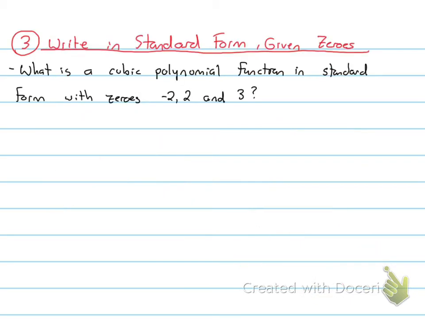So finally, this is going to be the most tedious part of this video. I want to be able to also write in standard form for a polynomial given my zeros. So this is kind of working the other way. I want to know here, what is a cubic polynomial function in standard form with zeros negative 2, 2, and 3? So what I'm going to do first is using my zeros, I'm going to write this equation in factored form to start. So if my zeros are at negative 2, 2, and 3, factored form of this equation would be (x plus 2) times (x minus 2) times (x minus 3).